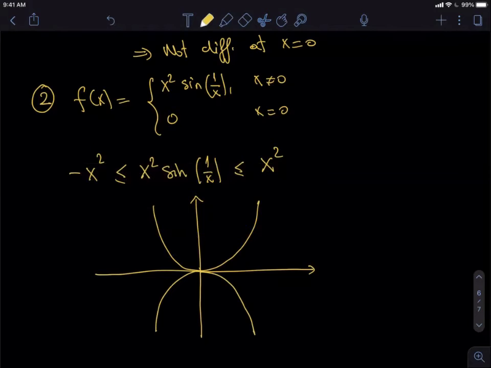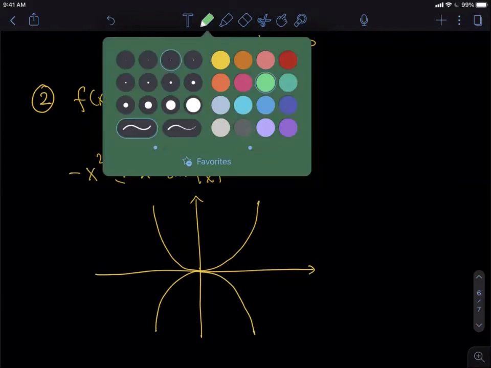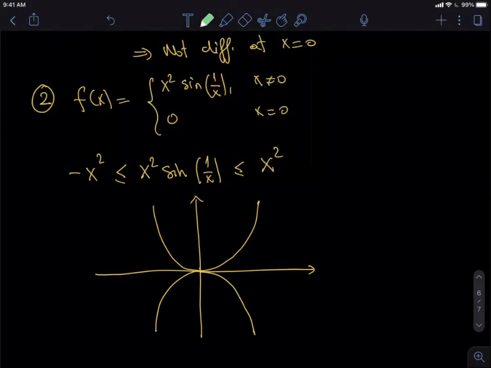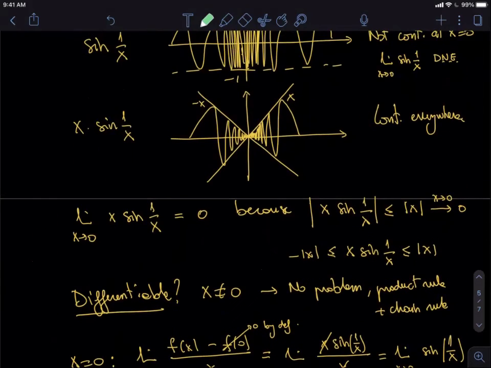And somehow let's use a different color. The function x squared sine of 1 over x is going to be oscillating between these two faster and faster as it approaches 0. Okay, but see what happens here. When you put the two parabolas, it's as if you were pressing the function with the fingers. See here, there is a triangular opening.